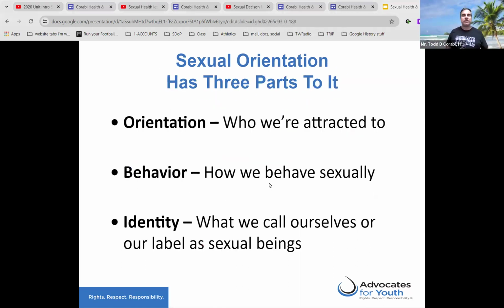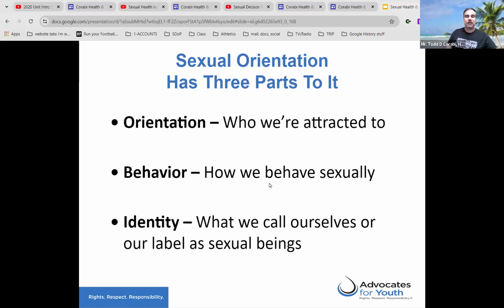Sexual orientation has three parts to it. OBI is the abbreviation. Orientation basically means who you are attracted to, as we just said. Then there's the behavior component. How do we behave sexually? What kinds of things do we do, are we willing to do, and when? This is what we focus on in health education class, not necessarily getting people to identify who they are, because that's not our role. They need to do that on their own. But we help them stay safe and make safer choices once they do identify who they're attracted to and what they want to do. Obviously, abstinence is the only 100% way to prevent unwanted pregnancy and the spread of sexually transmitted infections. We also talk about ways to protect oneself physically and emotionally when it comes to sexual decision-making. So that's the behavior aspect of it.